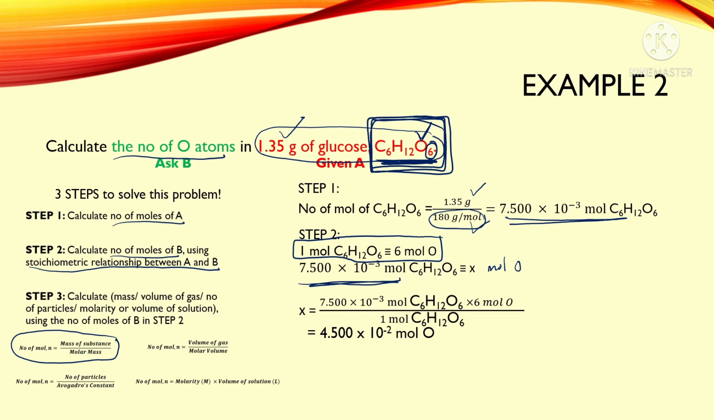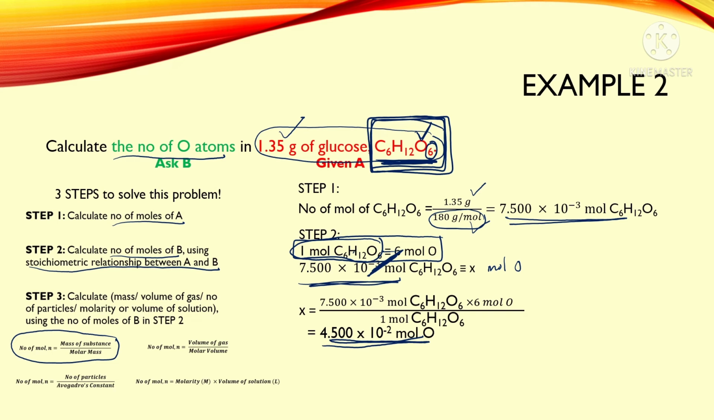Mathematically, we will do cross multiplying. So 7.5 times 10 to the power of negative 3 multiplied by 6 moles of oxygen, and then divide by 1 mole of glucose. We cross multiply and then divide to give us 4.5 times 10 to the power of negative 2 moles of oxygen. So this is the number of moles of B that we get from step number 2.